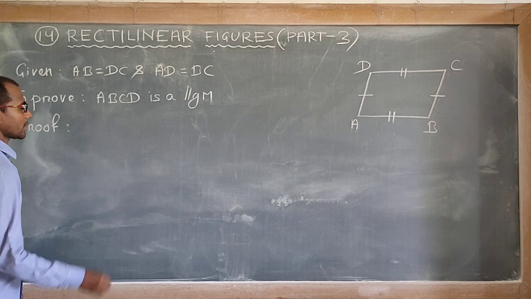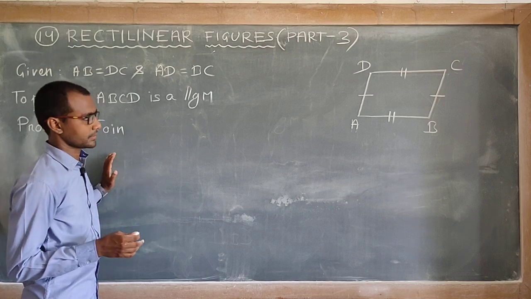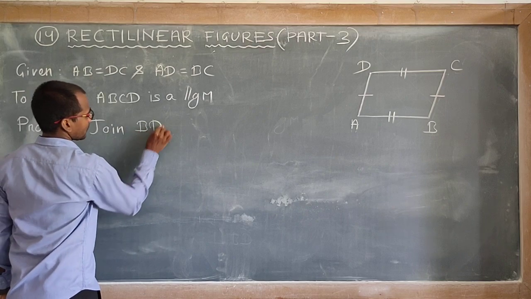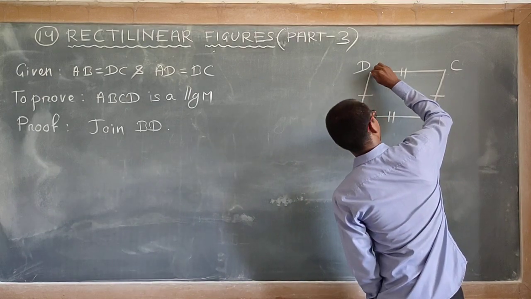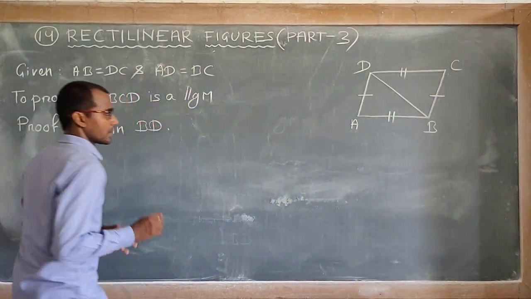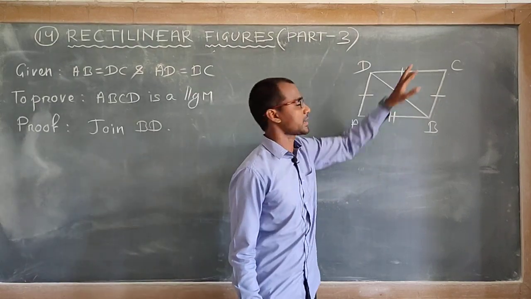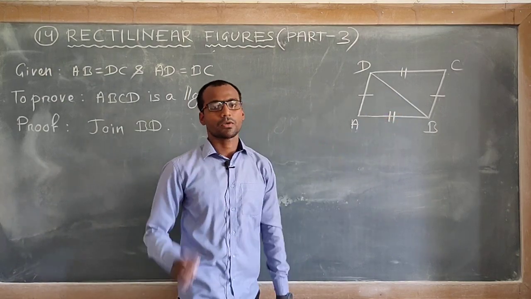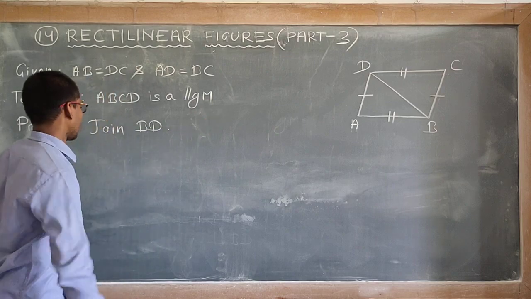Now let us go to proof. Again we need construction. We can join AC or we can join BD. Last time we joined AC, so let us join BD this time. Join BD using a dotted line, but I am drawing a continuous line. Now we will put congruency between these two triangles. You can see AB equal to DC, one side, AD equal to BC, another side, BD is common, third side. So SSS postulate. We can prove congruency between these two triangles using the SSS postulate.